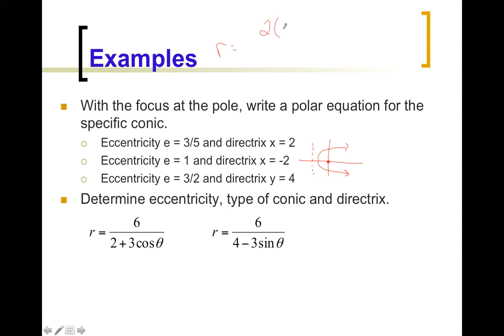k is 2, e is 1, and I get 1 plus, oops, sorry, not plus, because it is opening to the right, so it's actually 1 minus e cosine theta, and we just simplify and get rid of the parentheses. We're going to say it's 2 over 1 minus cosine theta, and there we go. We have a parabola opening to the right in polar mode.